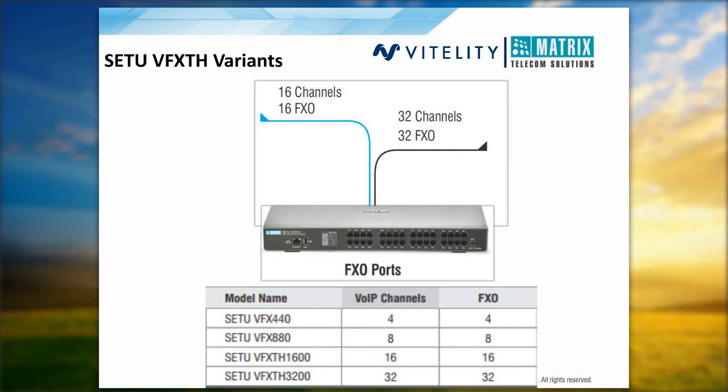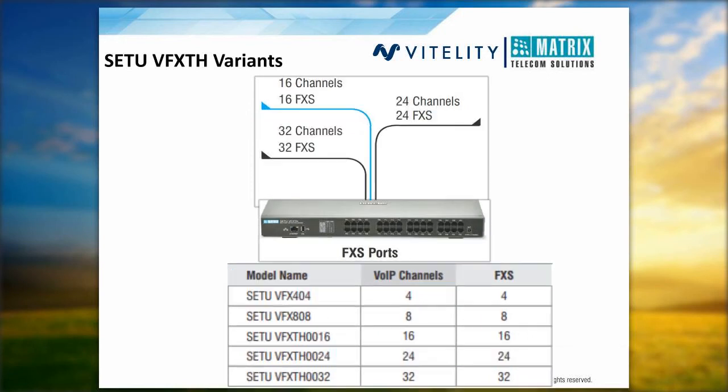And then on the VFXTH side, you have two models: VFXTH1600 and 3200. Again, the first two digits tell you the number of FXO ports, and the last two digits tell you the number of FXS ports. So when you have zero, that means this product doesn't have FXS ports. All right. Next product is the FXS product.